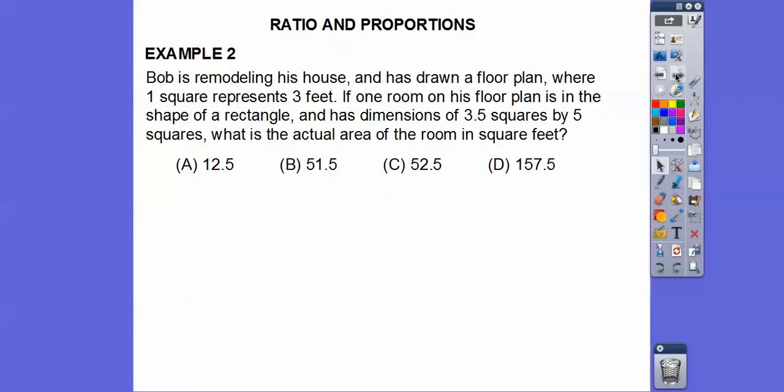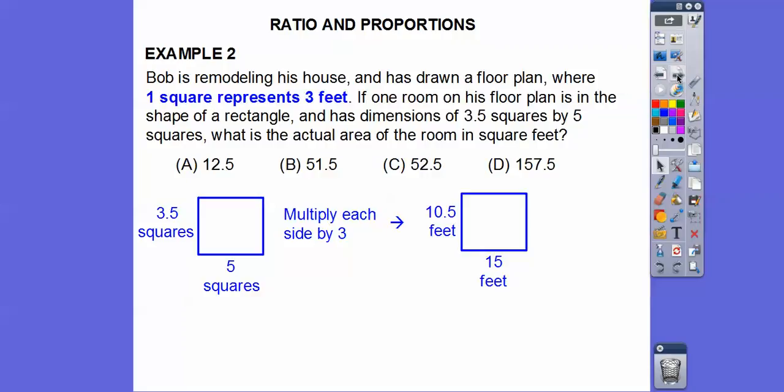Okay, now we can set up a proportion and then cross multiply, but I think it's easiest just to draw a rectangle, you guys. 3.5 squares by 5 squares, and since each square represents 3 feet, let's multiply both of those numbers times 3. So we get 10.5 feet and 15 feet. And so what's the area of this room? We just multiply 15 times 10.5, and that's going to give us 157.5 square feet. That's the easiest way, I think.